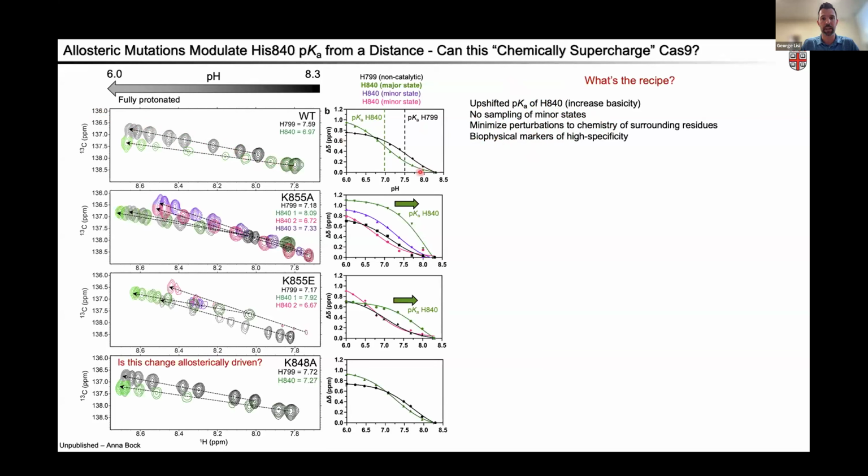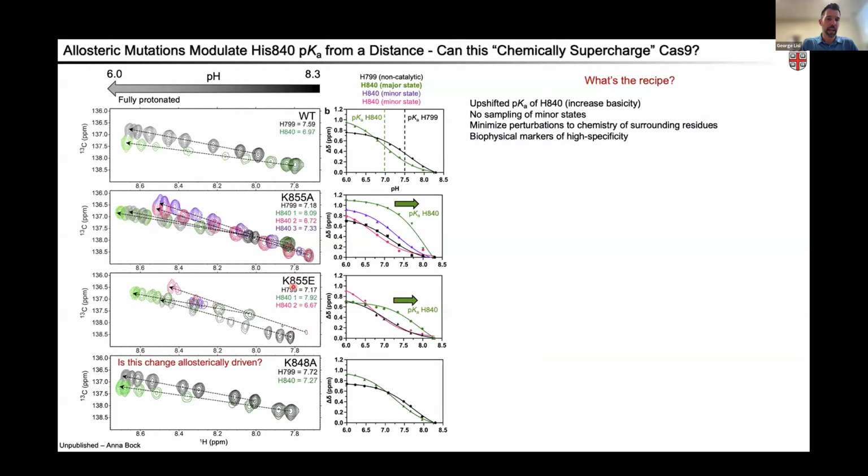We can fit pKa values very simply. But if we go back to those lysine mutations that I talked about a couple slides ago that induce high specificity Cas, we immediately see that we have these minor state populations of the histidine forming in addition to our major trajectory. So we get multiple states of this catalytic histidine, though we do upshift that pKa.